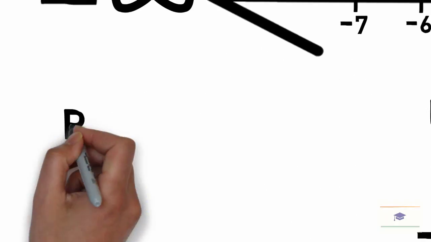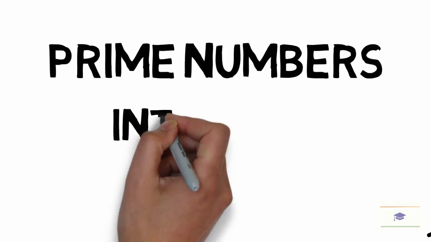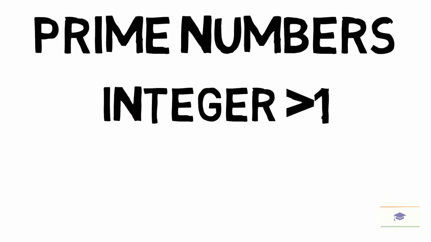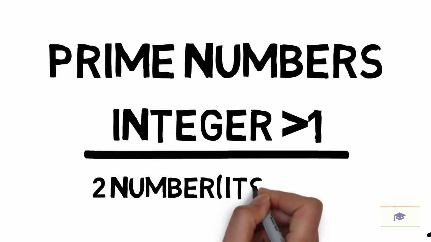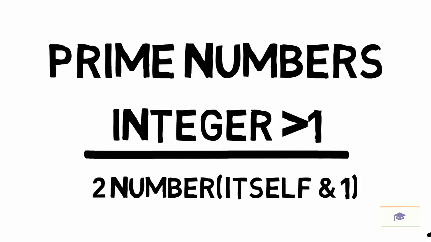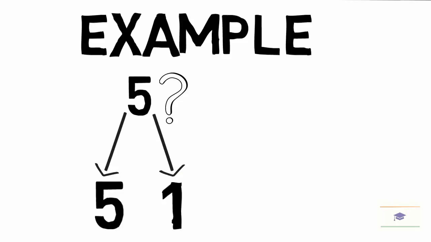On the number line, we have numbers that are called prime numbers. Now what are prime numbers? Any integer greater than 1 which is divisible by exactly two numbers, that is the number itself and 1, it has exactly two divisors, is called a prime number. So let's take an example to understand this better. Is 5 prime? 5 is divisible by two numbers, 5 the number itself and 1, that is, it has two unique divisors. So yes, it is a prime number.